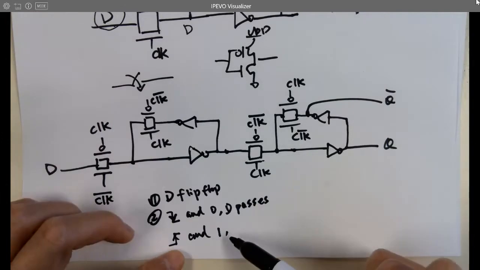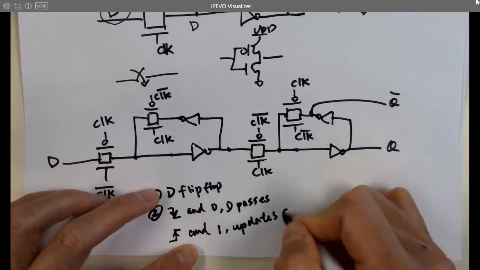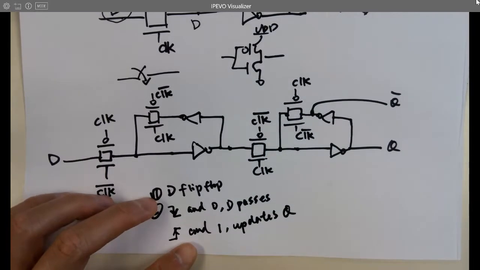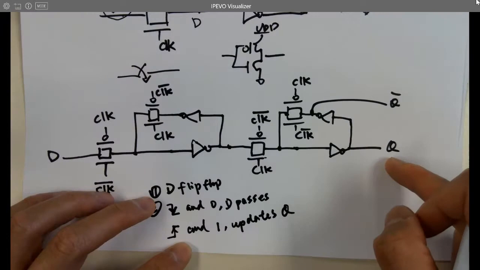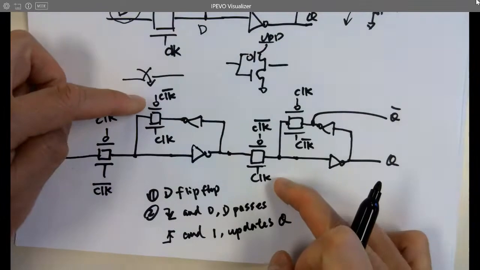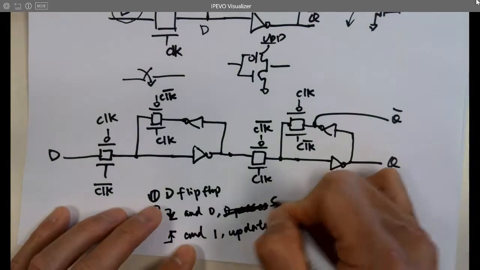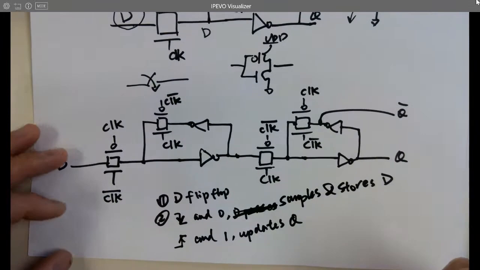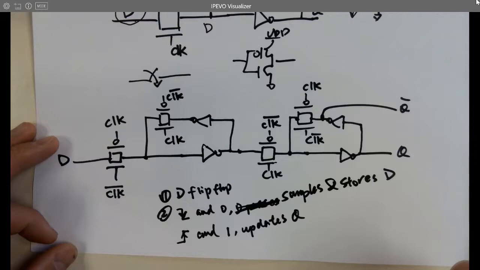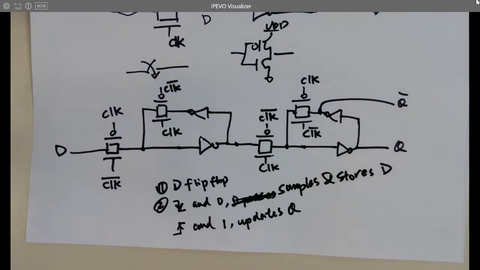So rising edge and 1, what did I say here? Rising edge and 1, it updates Q. Is that correct? At the rising edge, it's going to update Q, and at 1, it's going to keep it there, because these two are on, but these two are off, right? But falling edge and 0 is sample and store D. It's not holding. It's the same, so you can say it's holding, right?